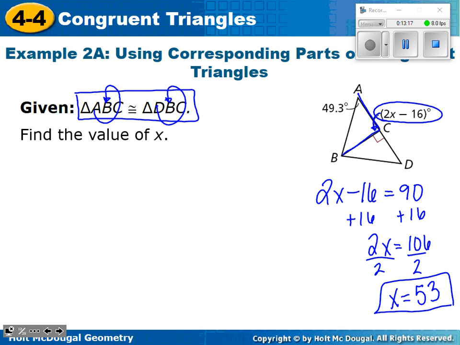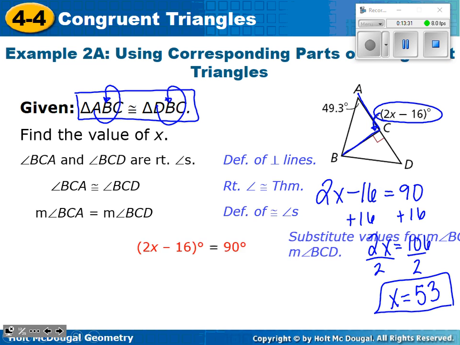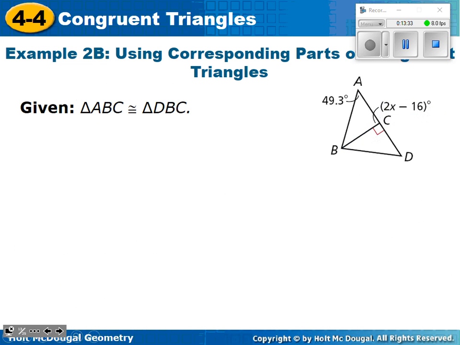Pretty easy? Okay, but again, I'm going to say it for at least the third time today. Don't assume anything about your picture. You only can assume what the congruent statement tells you, okay? Then this one goes on, it's the same thing, but now it wants us to find the measure of angle DBC. So find angle DBC.